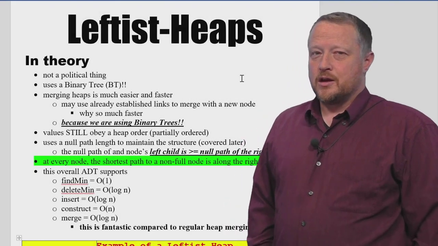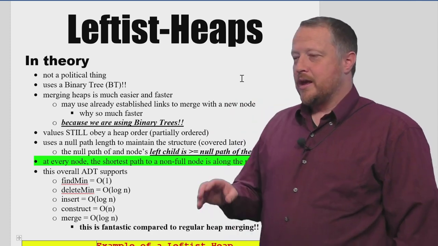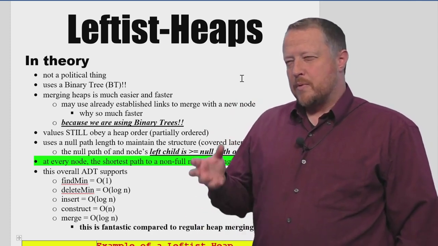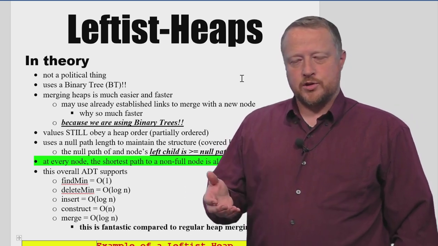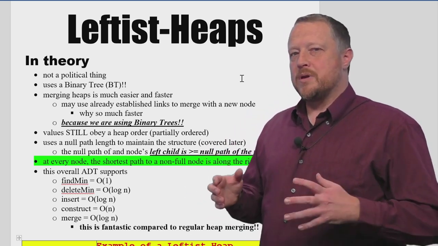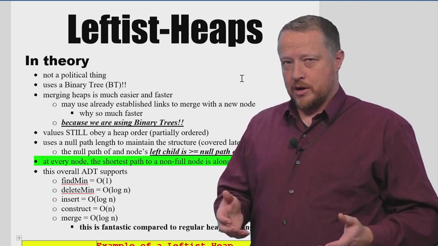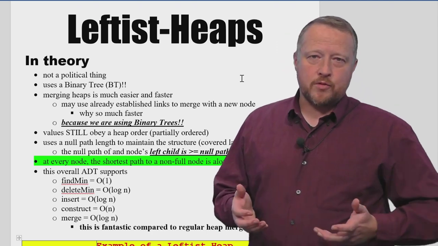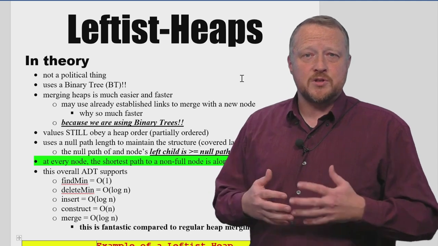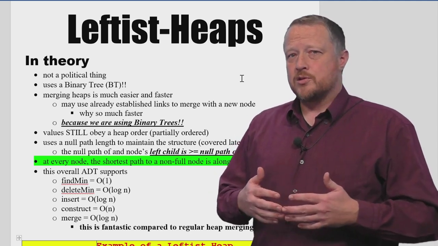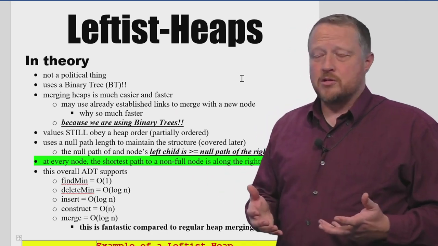Hi there. So we're talking about leftist heaps, and this is not a political thing, so let's not go there. It is a heap, but how it's constructed is a little different than what you and I are used to, only because we want to be able to merge multiple heaps into one new one. In the heaps that you and I have gone over so far, there really wouldn't be an easy way to merge two regular heaps together. So there's this leftist heap in order to give us that ability.